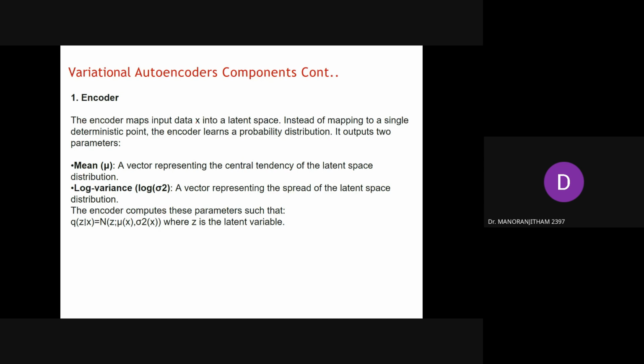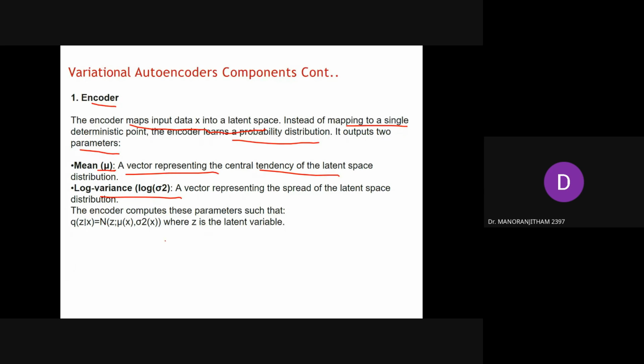The encoder maps the input data into a latent space. Instead of mapping to a single deterministic point, the encoder learns a probability distribution. It outputs two parameters: mu and log variance. The vector mu is the mean, a vector representing the central tendency of the latent space distribution.